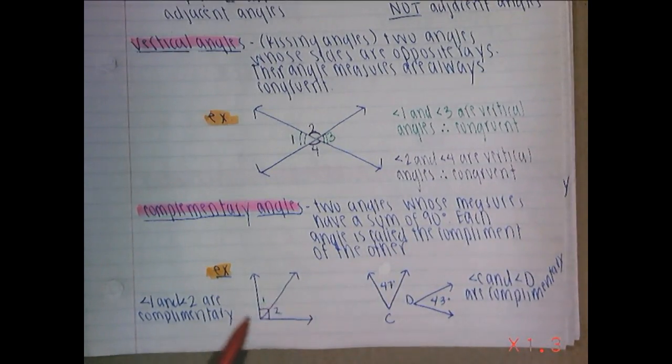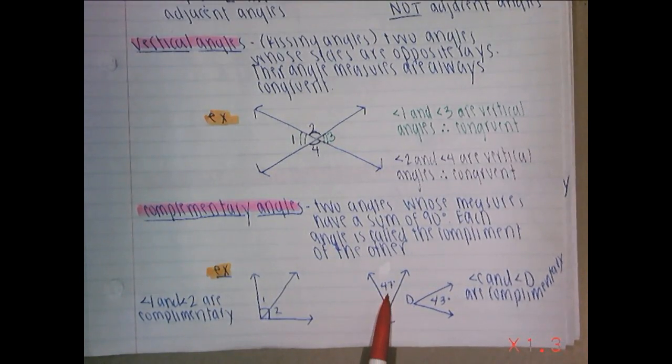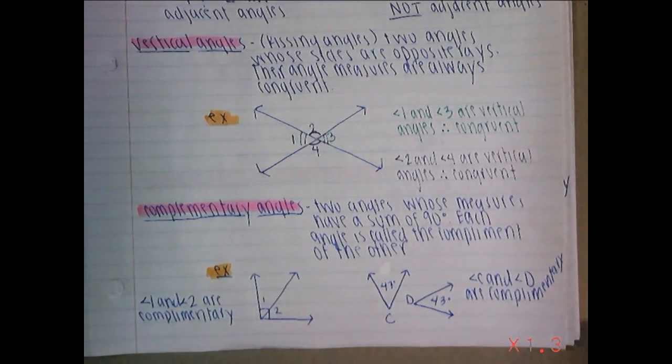So right here we look down at angle 1 and 2. We don't know their measure, but we know this is a right angle because of this square right here, that it's 90 degrees. So whatever 1 and 2 are, when we add them together, we get 90 degrees. Over here we have angle C and angle D. They're not touching. They don't need to be touching just to be complementary. But when you add 47 and 43, that equals 90 degrees. So angle C and angle D are complementary. They just have to add to 90 degrees. Complementary angles.